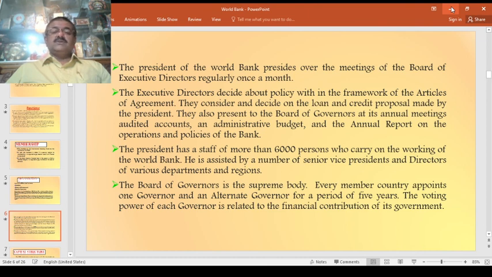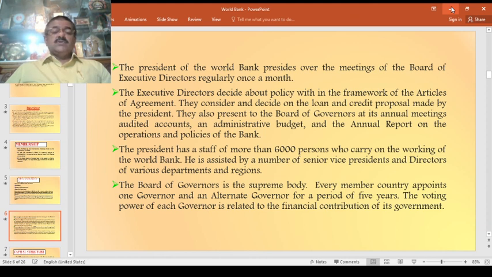They also present to the board of governors at its annual meetings audited accounts, the administrative budget, and the annual report on the operation and policies of the bank. The president has a staff of more than 6,000 persons who carry on the working of the World Bank. He is assisted by a number of senior vice presidents and directors of various departments and regions.